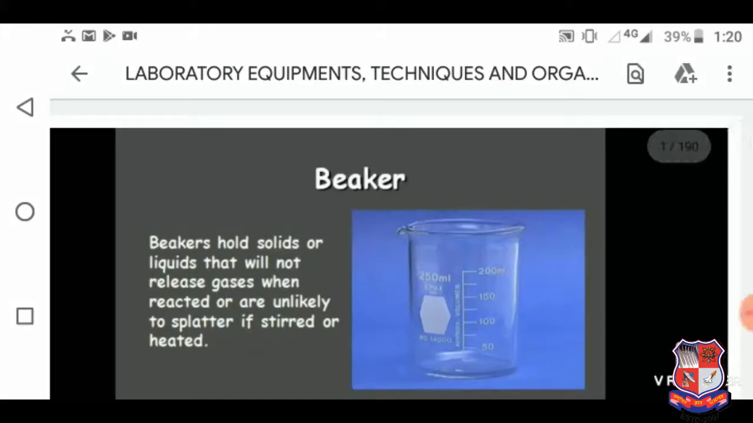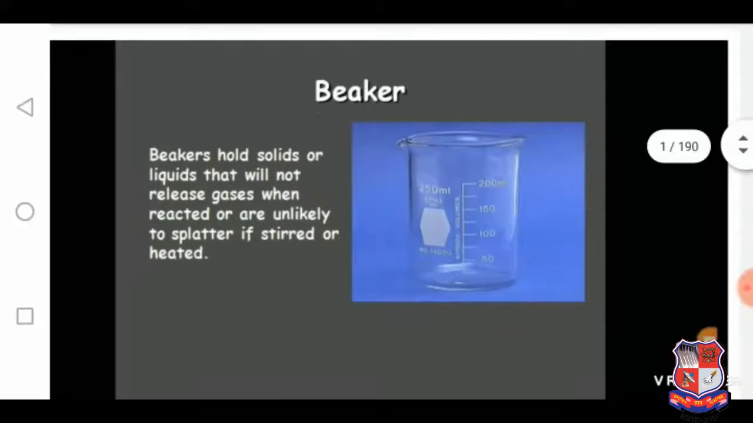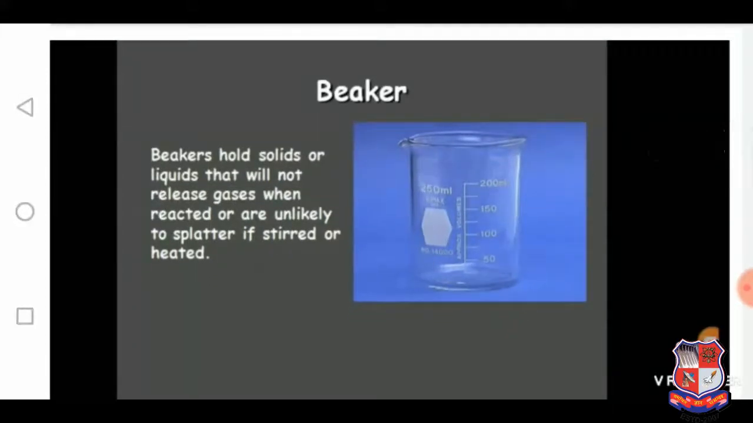Students, today we will discuss some important laboratory equipment, techniques and organic synthesis. So let's start with the laboratory equipment. The first one is beakers. Beakers hold solids or liquids that will not release gases when reacted or are unlikely to splatter if stored or heated.